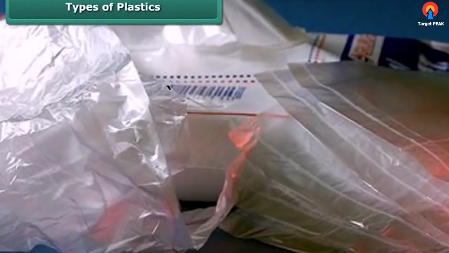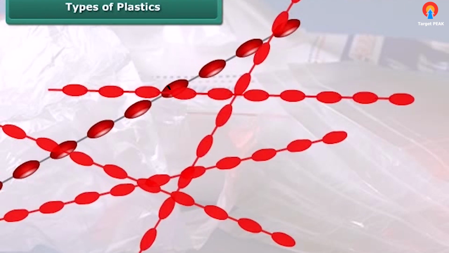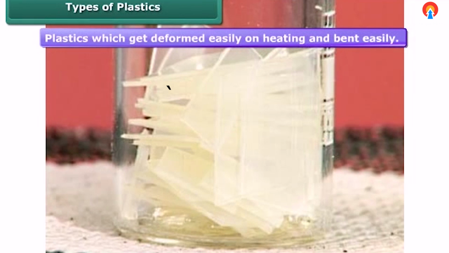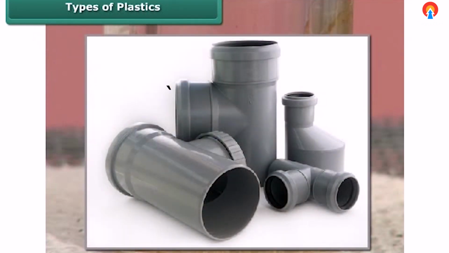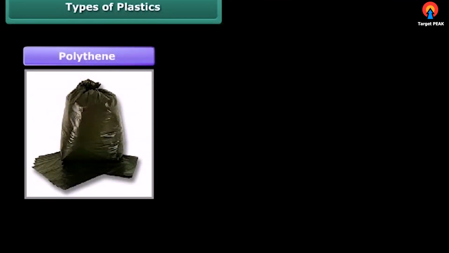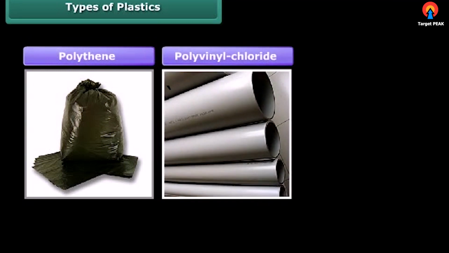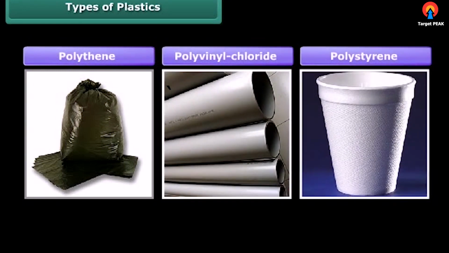The constituent units of thermoplastics have a linear arrangement. On being heated, thermoplastics become moldable and soft. Now they can be recast in different shapes and then cooled, causing them to harden without any chemical change. Therefore, they can be recycled. Some of the examples of thermoplastics are polythene, polyvinyl chloride, and polystyrene.